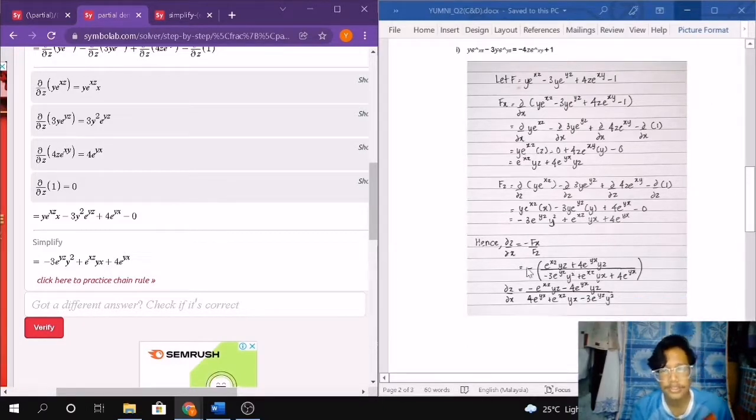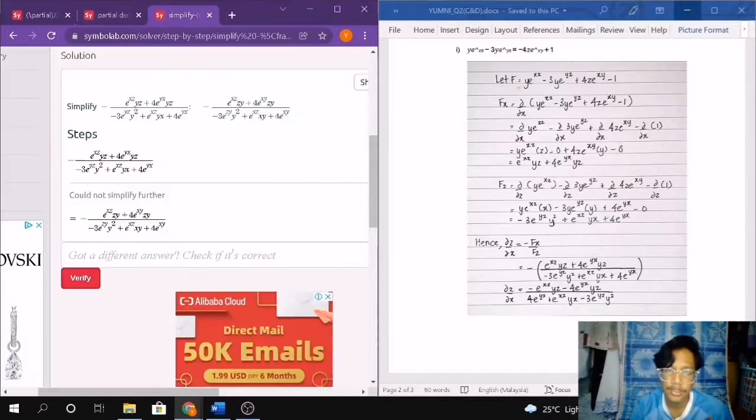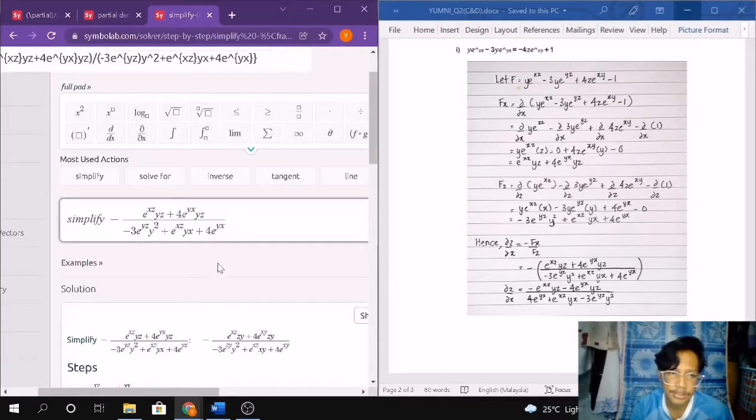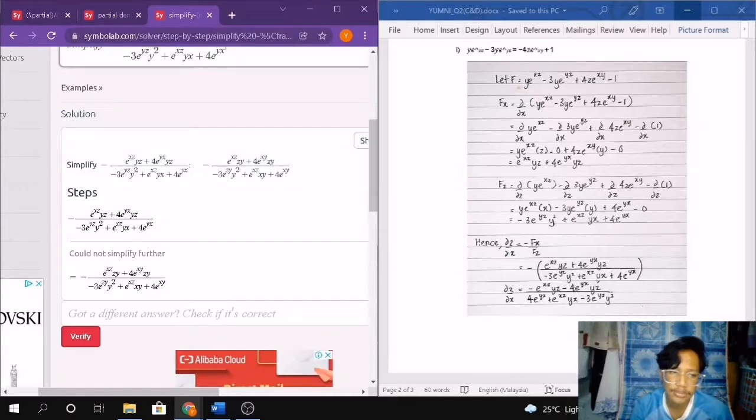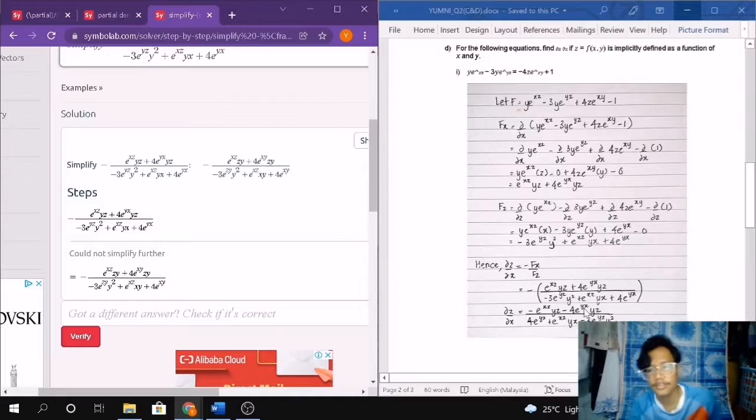Then since we know that ∂z/∂x equals −fx/fz, just put both equations, and we got the answer for this question. I tried to simplify it by the simulation, but it could not simplify any further, so this is the last answer, the final answer.